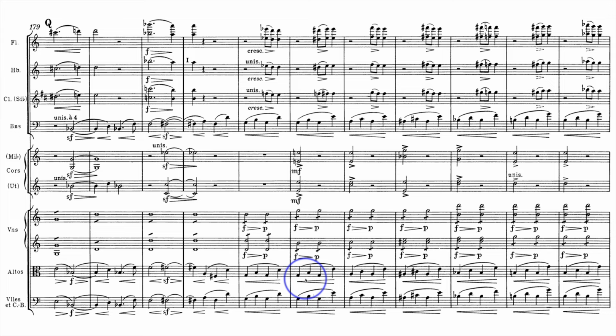I just try to score this out in Sibelius and listen to the playback, and it'll just turn into this huge mess. All right, so.